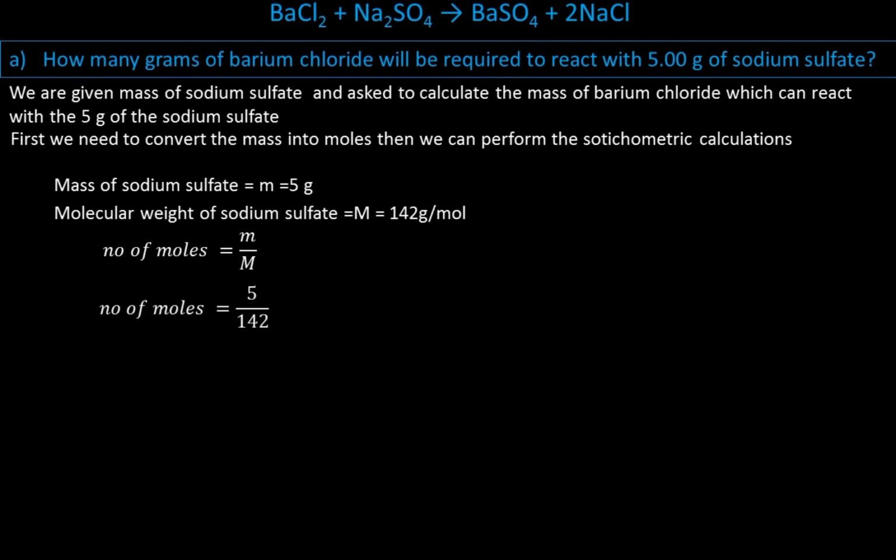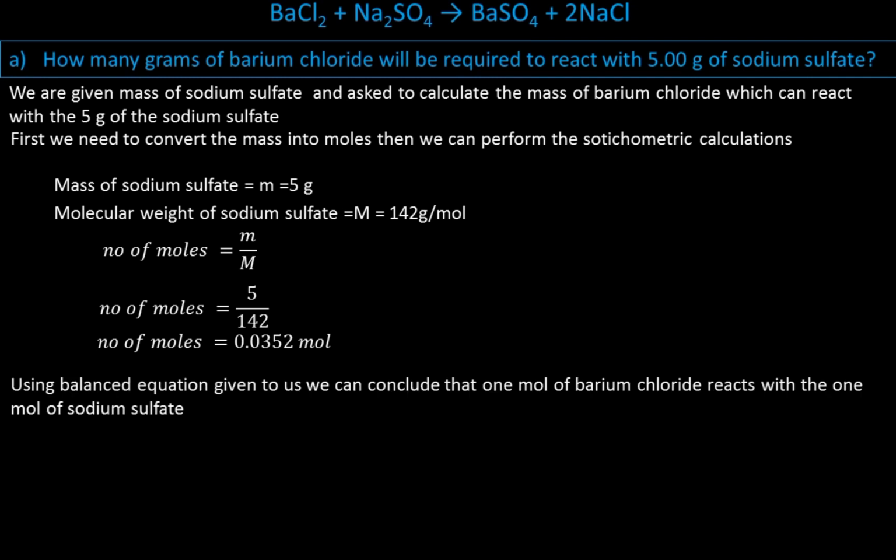So here we have number of moles equal to 5 divided by 142. Finally we came up with the answer: number of moles equal to 0.0352 moles. So now we have the moles of sodium sulfate. Performing our stoichiometric calculation, we can easily find the moles of barium chloride, and then following the equation number of moles is equal to mass over molar mass, we can get the mass. So let's perform this procedure.